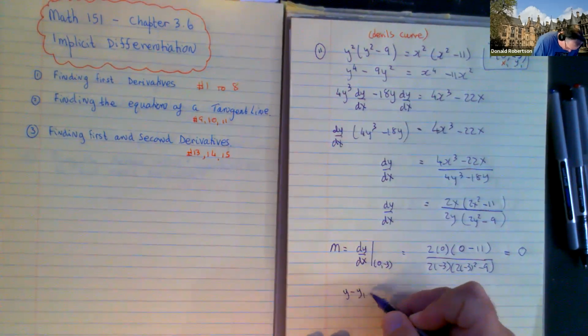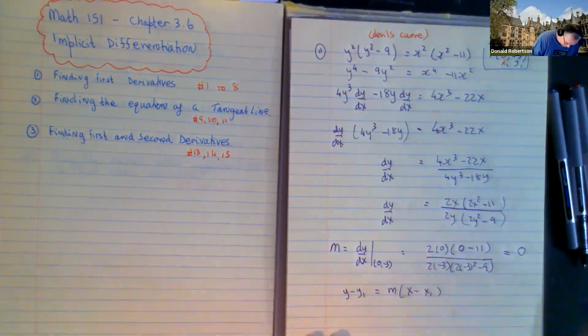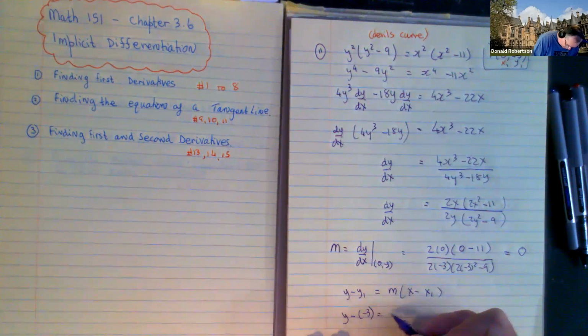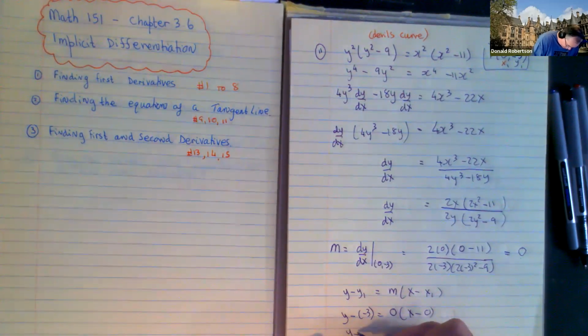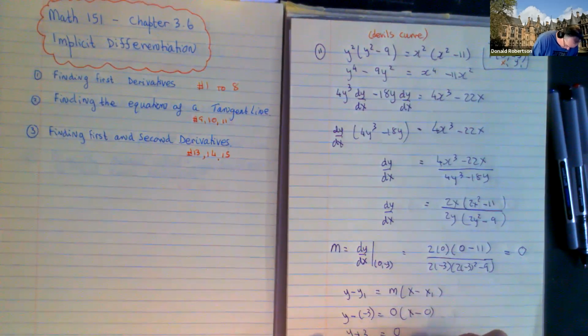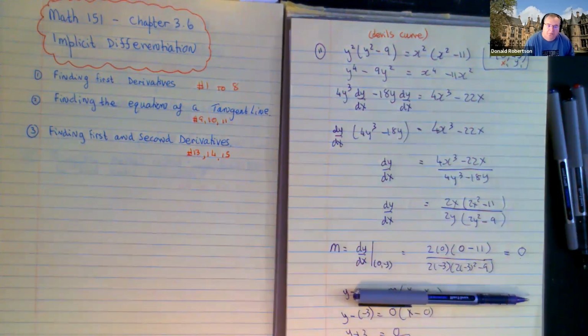I really don't need to use the point slope equation, but I'm going to use it anyway, just to show you can use it in every situation. It's y take away -3 equals 0 times x take away 0. So you have y plus 3 is 0, and so you have y equals -3. So in fact, that is a horizontal tangent line.